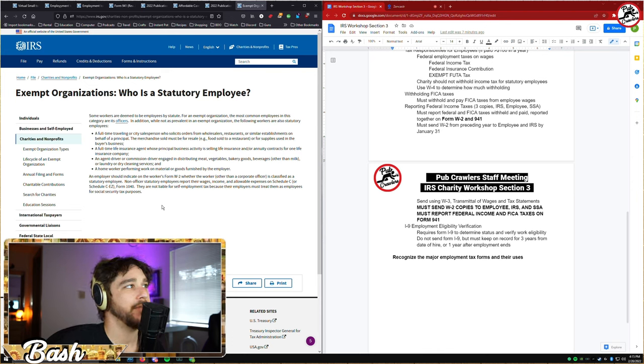Oh, here we go. At the very bottom of that section about the exemptions, who's a statutory employee, we're looking at the IRS website right now. It says, an employer should indicate on the worker's form W-2 whether the worker, other than a corporate officer, is classified as a statutory employee. Non-officer statutory employees report their wages, income, and allowable expenses on Schedule C, Form 1040. That's their personal return. They are not liable for self-employment tax because their employers must treat them as employees for Social Security taxes. So the employee is taxed, whether you're an officer or whether you're considered a statutory employee.